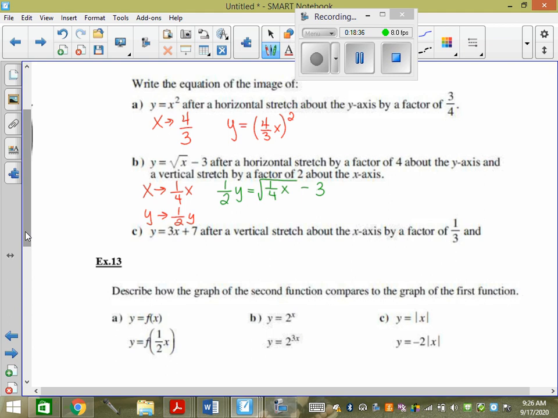And now we need to move that half. How do we move the half to the other side? Multiply every term by 2. Not just the front by 2. Every term by 2. So we're going to multiply this by 2, this by 2. Terms are separated by plus or minus signs, right? And this by 2. So a lot of people will miss the 3 at the back. So y equals 2 square root 1/4 x minus 6.